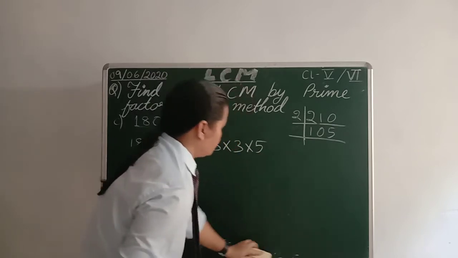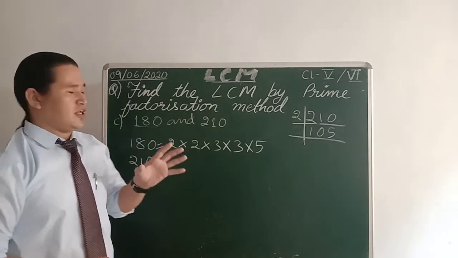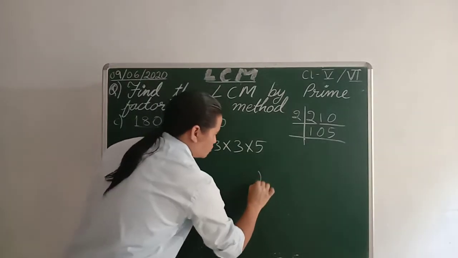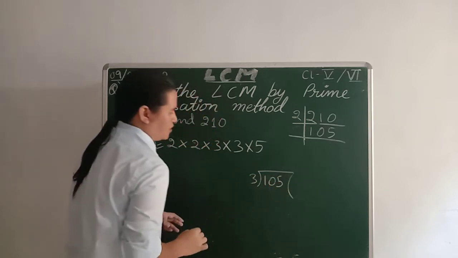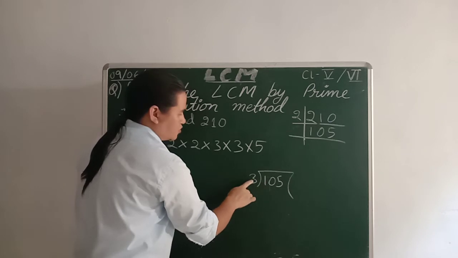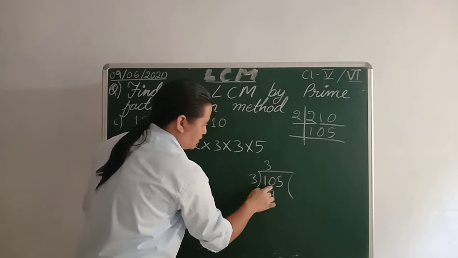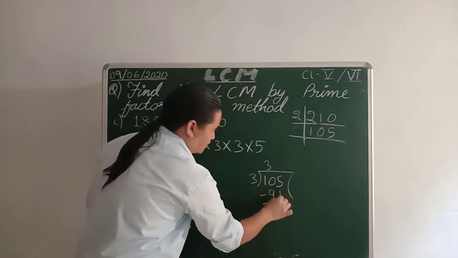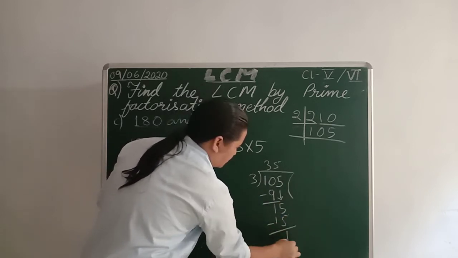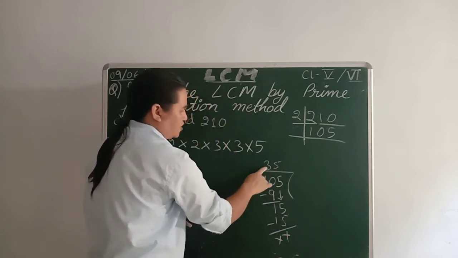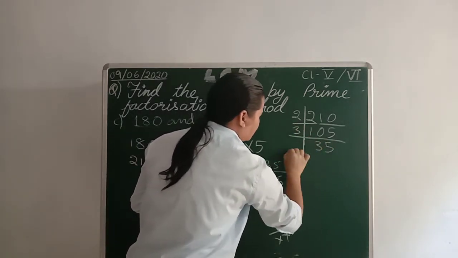Now again 105. 5 is not an even number, so go for 3. First you just divide 105 by 3. Now 1 cannot go, so you have to take both numbers, 10. So 3 3s are 9. Now 10 minus 9, 1. Bring down 5, 15. 3 5s are 15, so 35 times. 3 35s are 105.